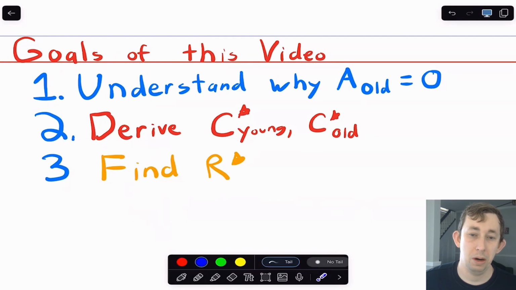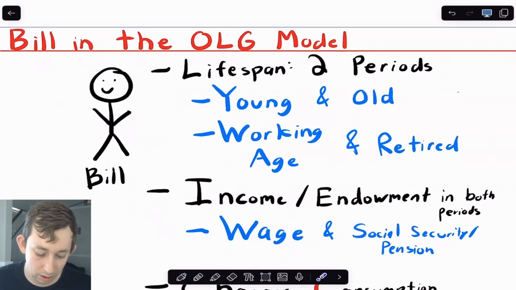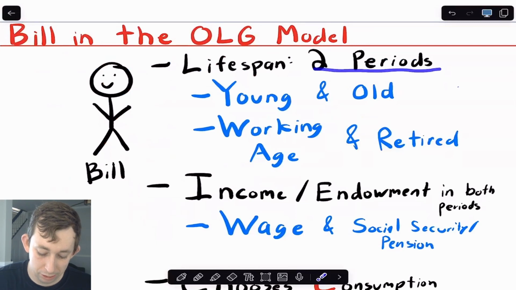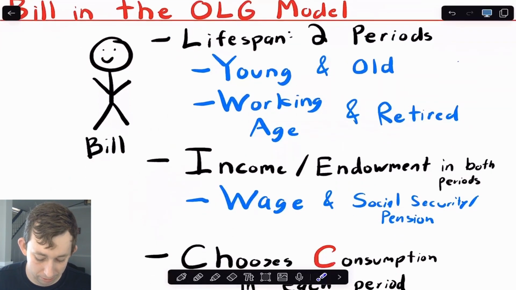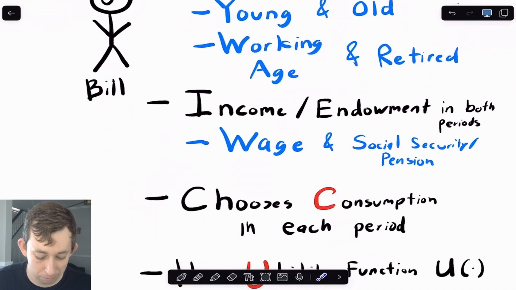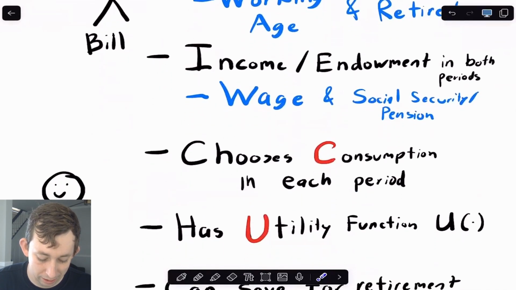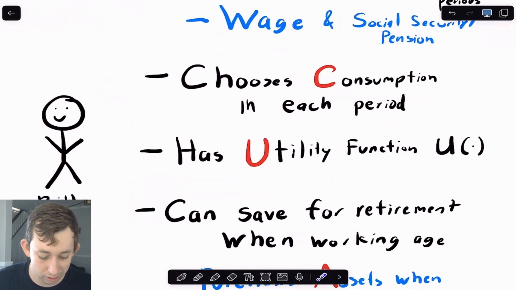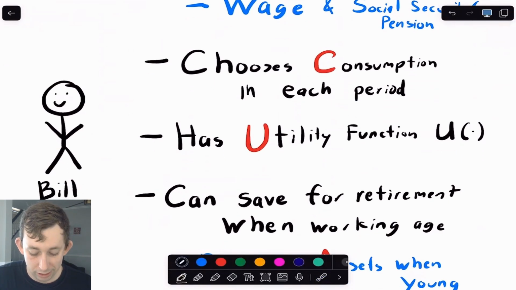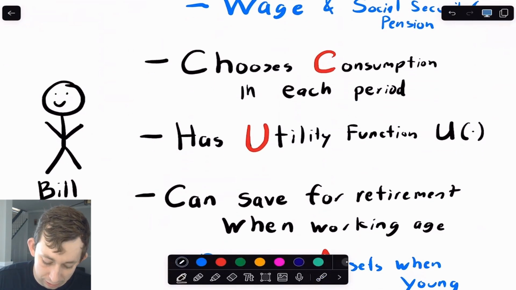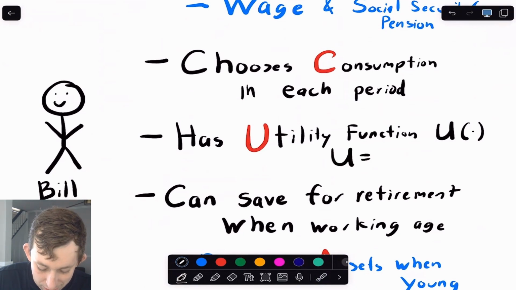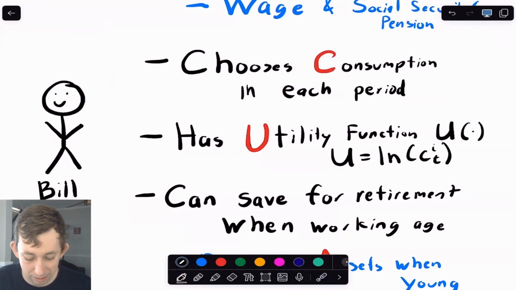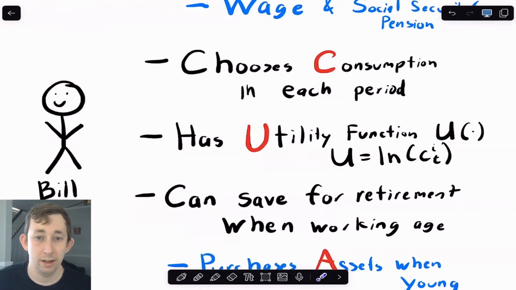And now let's just review part 1 very quickly. So again, in part 1, we had Bill in the OLG model. He lived for 2 periods, young and old, or working age and retired. He had income or endowment in both periods. You could think of that in any way that you wish, in order to just understand he's got an endowment in both periods. We're going to have Bill choose consumption in each period, which is why he has C young and C old. He's going to have a utility function, U of something. And just for this video, to make it easy, I'm going to say that U is going to be the natural log of C, just so we can put a functional form on utility. I think it's going to help make it a little more concrete.